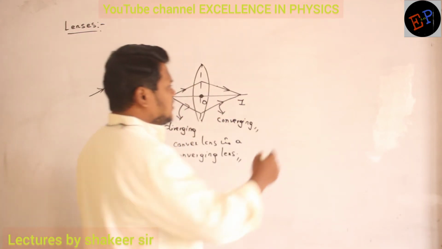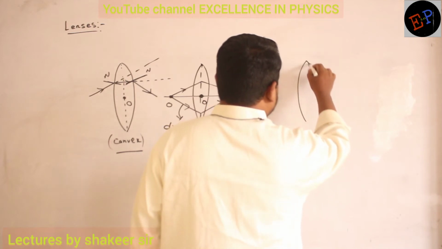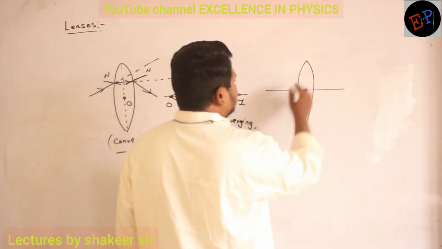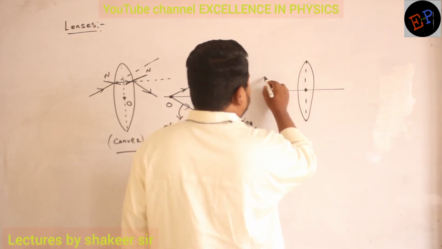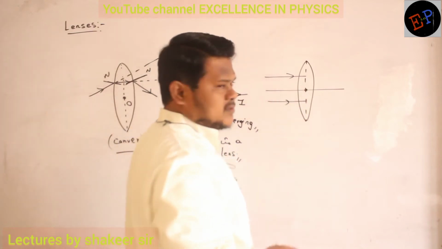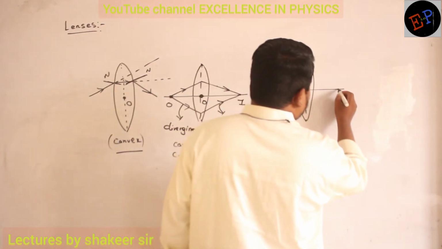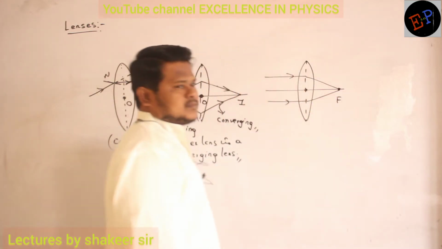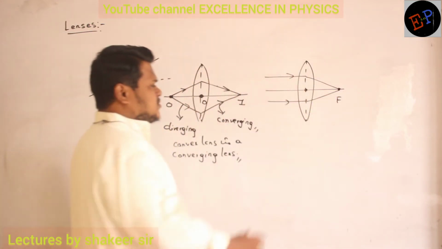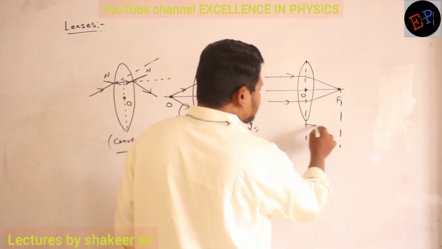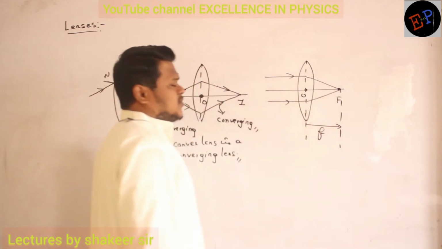Okay. For example, if I take this another convex lens, are you able to understand? So this is the principal axis. Light rays are traveling parallel to the principal axis. So definitely they will converge at the focus. Are you able to understand? So what is the focal length here? Focal length I have to measure from the optical center itself, no? So this distance is called the focal length.